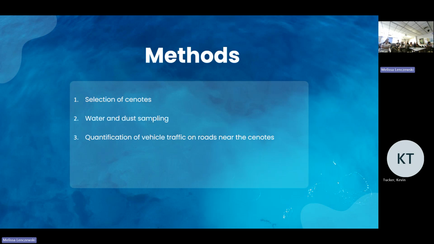We will be quantifying vehicle traffic on the roads near cenotes. It's important to know that a cenote might be near a road, but this road might not be used very often compared to a road that is used very often. So we'll be taking surveys of how often the road is used and what type of vehicles are there, so we have an idea and are able to know that information as we're examining these cenotes.